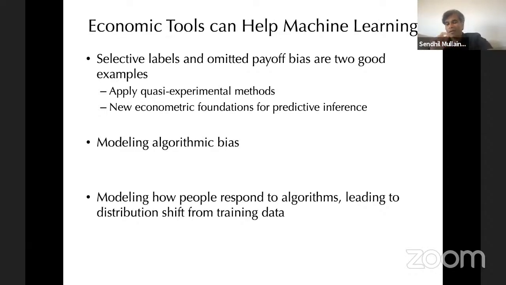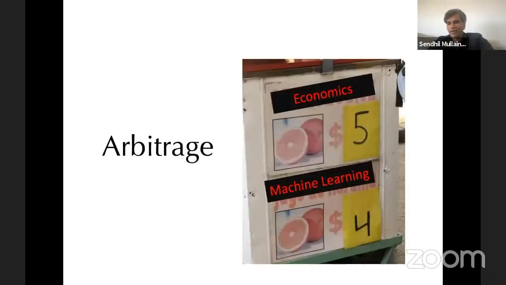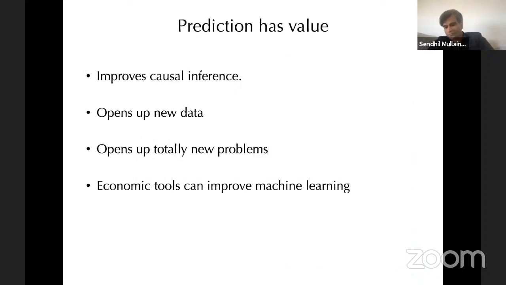Finally, modeling how people respond to algorithms, which in turn leads to a distribution shift from the original training data. These are all examples where I think economics can be super valuable here. So while I thought the arbitrage could look in one direction, increasingly I'm convinced it could actually move in the other direction. There's as much arbitrage to be done in moving economics into machine learning as there is moving machine learning into economics.